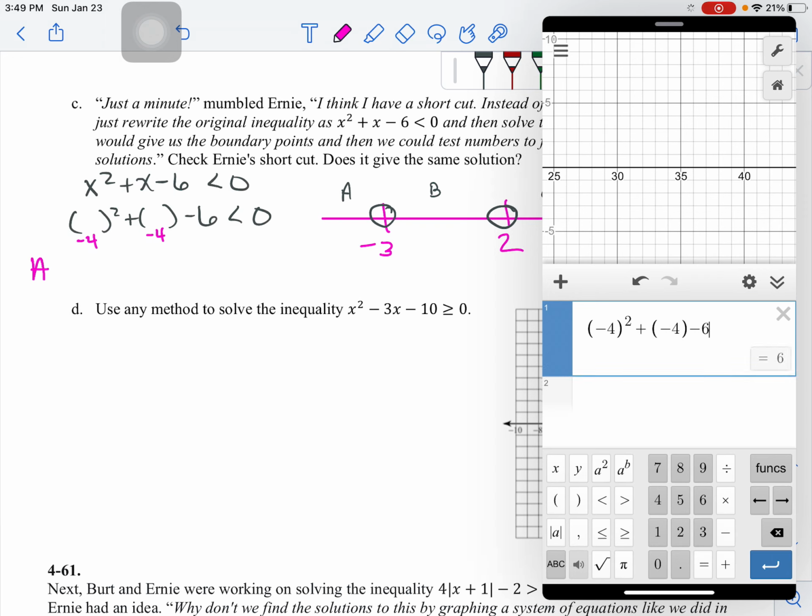And negative 6. Okay, I get 6. Is 6 less than 0? No, that's not good. All right, let's try section B.